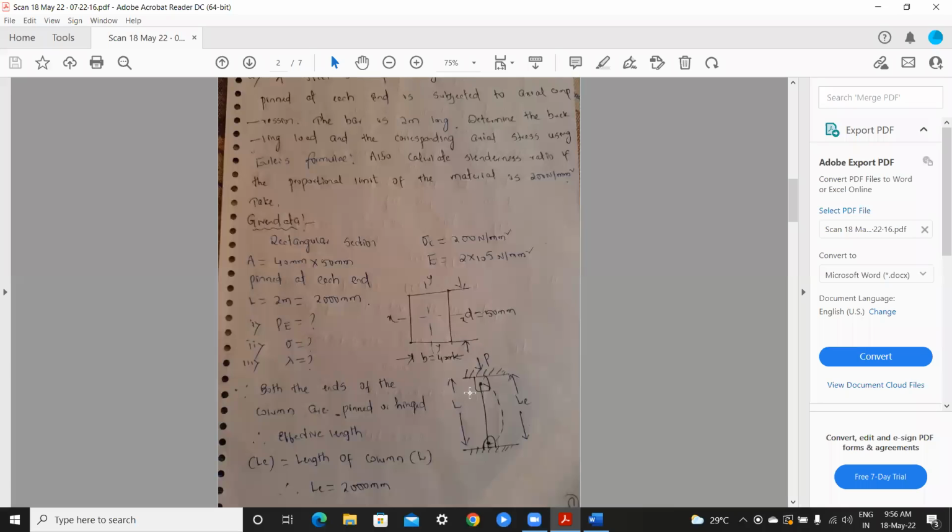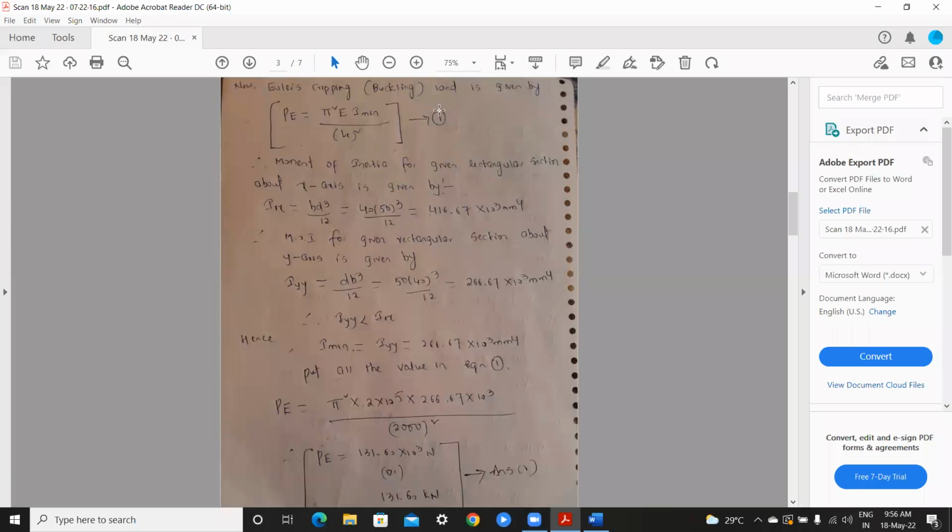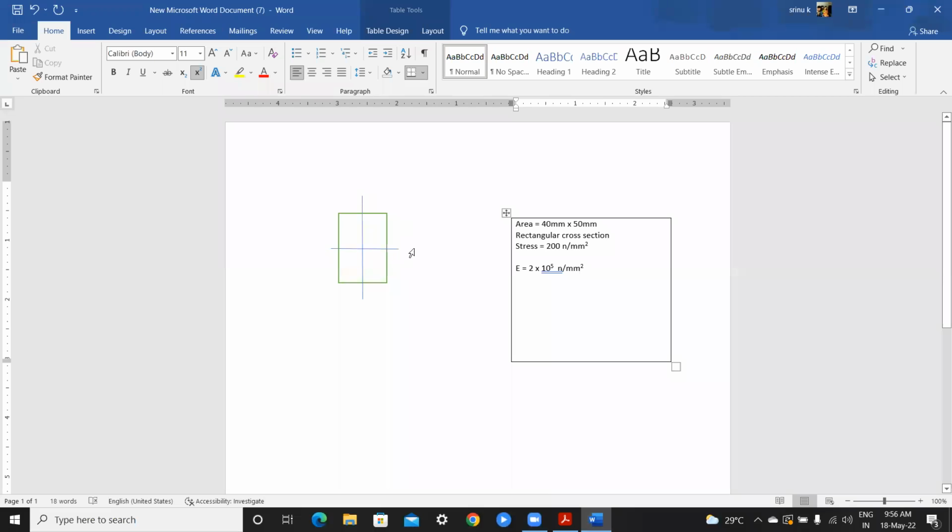Whenever the force is applied, the pin will be there. Up to that pin only, we take the effective length, meaning the bending of the member is exactly over the total length, which is the effective length in this case. Now Euler's crippling buckling load is given by this formula: pi square E I minimum divided by Le square, where Le is the effective length. I minimum here is the XX section.